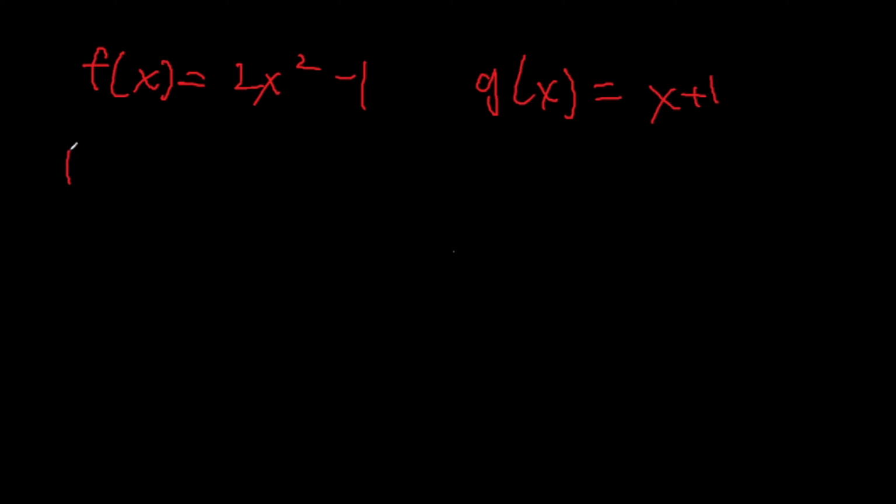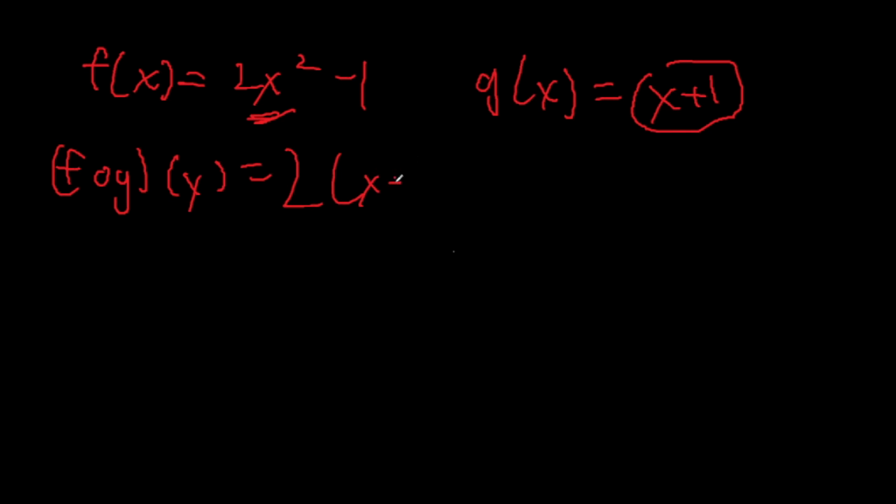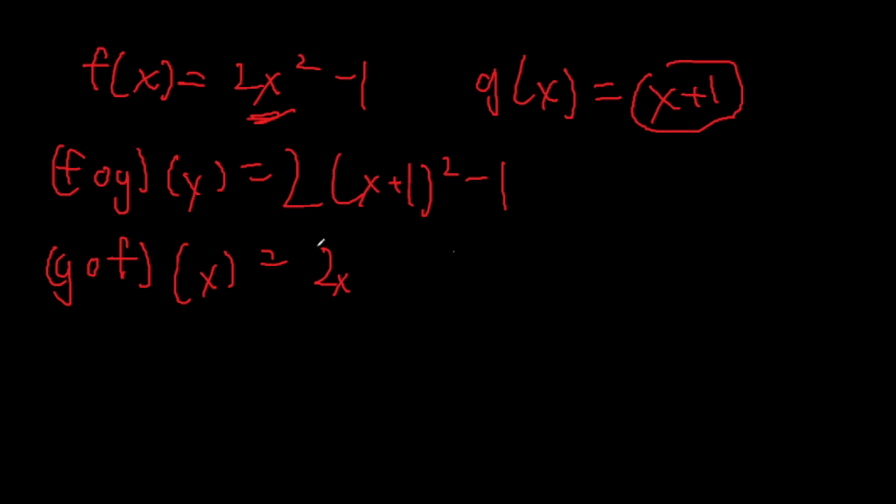Well, if you wanted to say what is f of g of x, the g is going to be what you plug into the value of x in the f of x. So you're going to end up having 2(x plus 1) squared minus 1. And if it was the other way around, g of f of x, you just do the same thing. The f of x becomes the value of x in the g of x. So you'll have 2x squared minus 1 plus 1, which equals 2x squared.